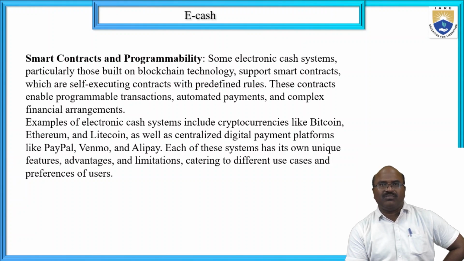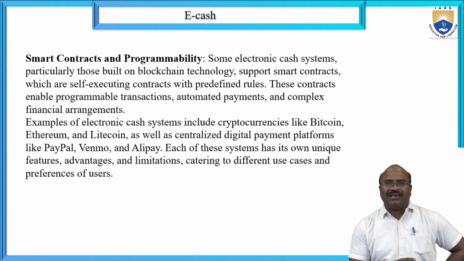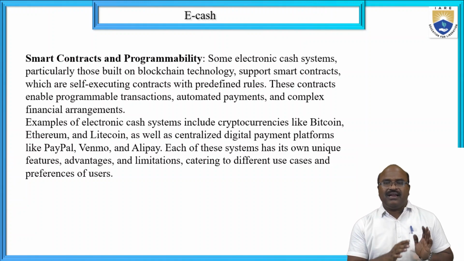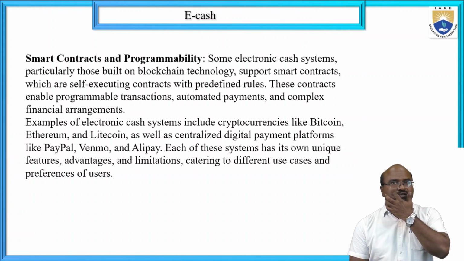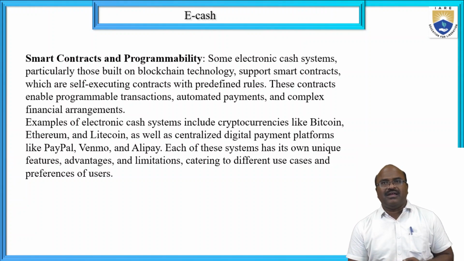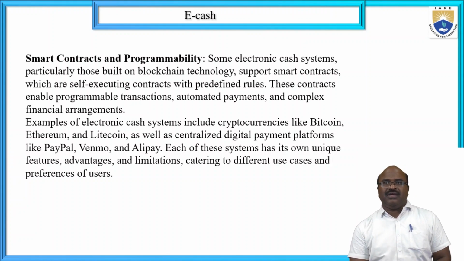These contracts enable programmable transactions. The amount will be transferred from the source to the destination, with the help of some important rules. The entire data will be transferred from source to destination and converted into blocks or blockchains. Automated payments do not involve others. Automatically you can select it, and the payment can be done very easily. Complex financial arrangements are also possible.